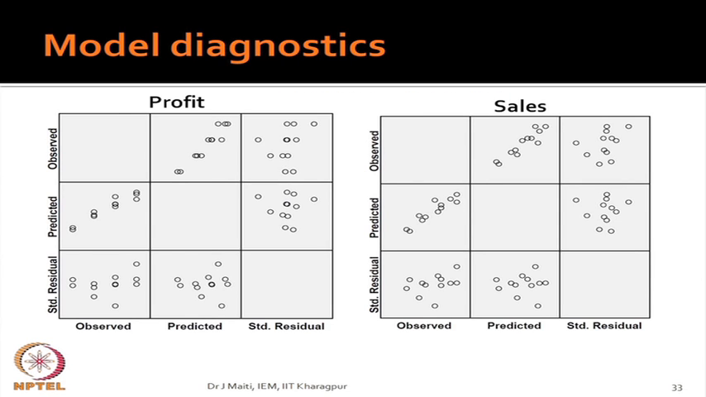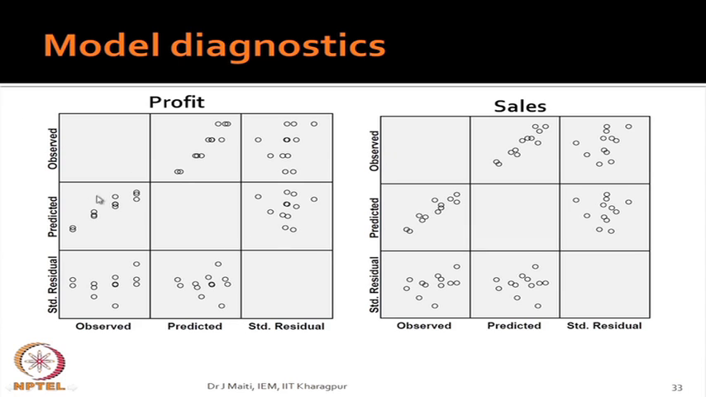Once you accept this, you have to go for diagnostics similar to your MLR. This diagnostics is required, and almost all the software give you this type of plots. These plots are basically residual plots. Now, see the residual plots. Observed versus predicted should be a straight line, linear.